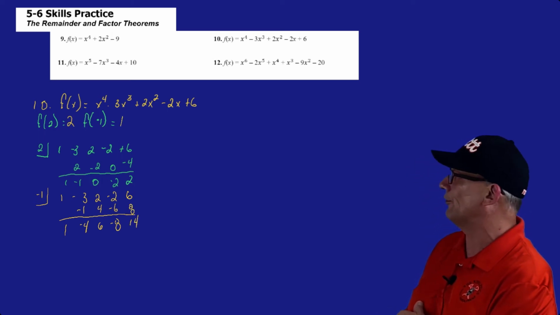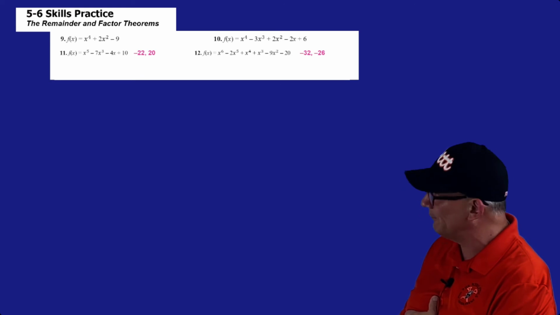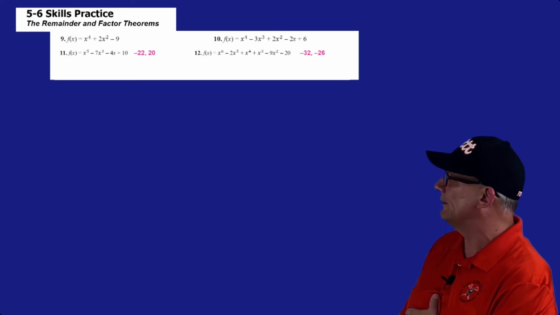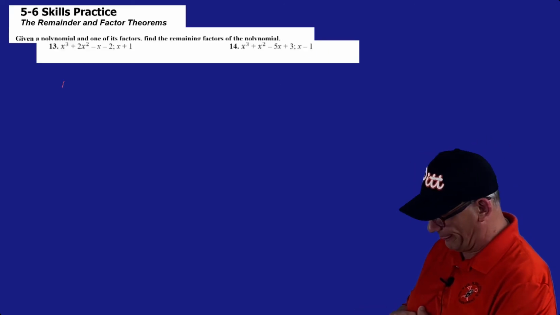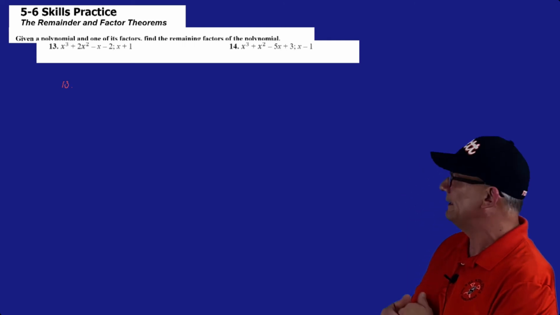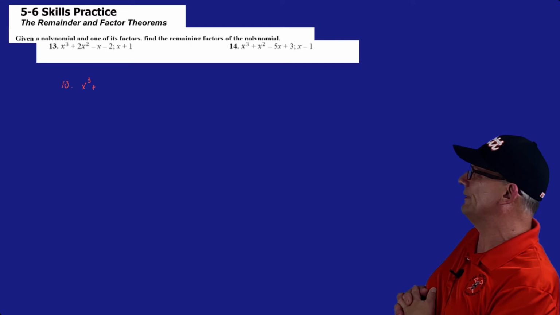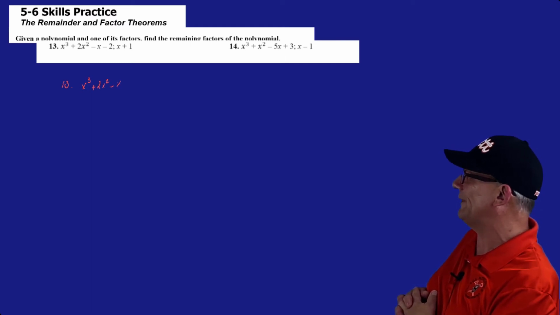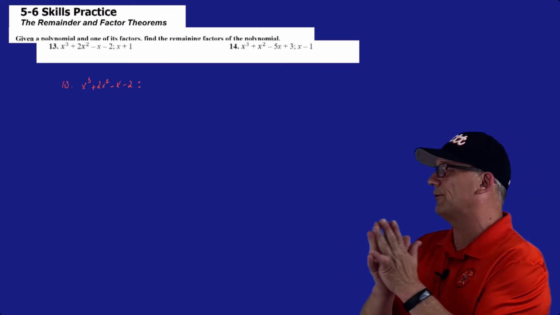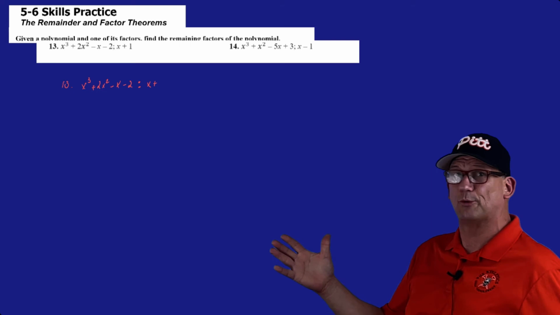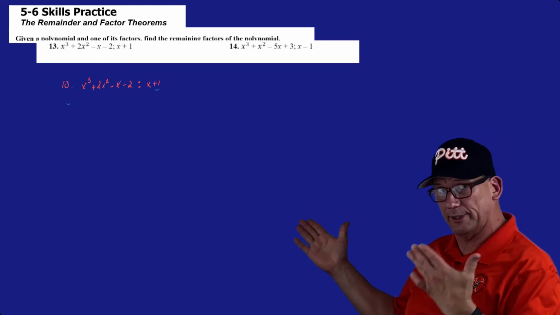Now here are your answers for the next 2 problems. And we're going to go to number 13. Okay, so what they want us to do here is, given a polynomial and one of the factors, find the remaining factors of the polynomial. I told you earlier that they were having you use synthetic division to get you ready for finding the factors. Well, here it is.